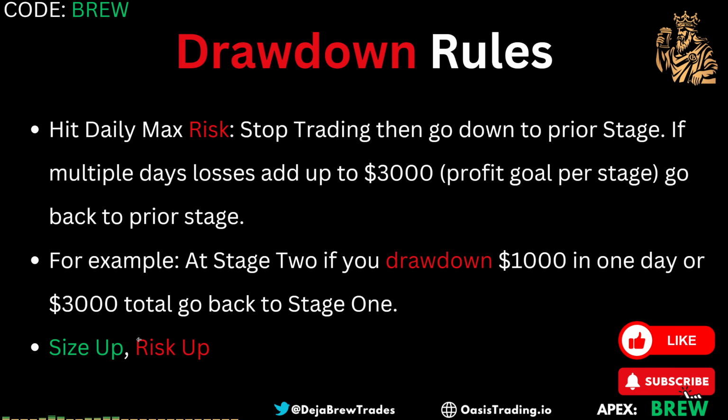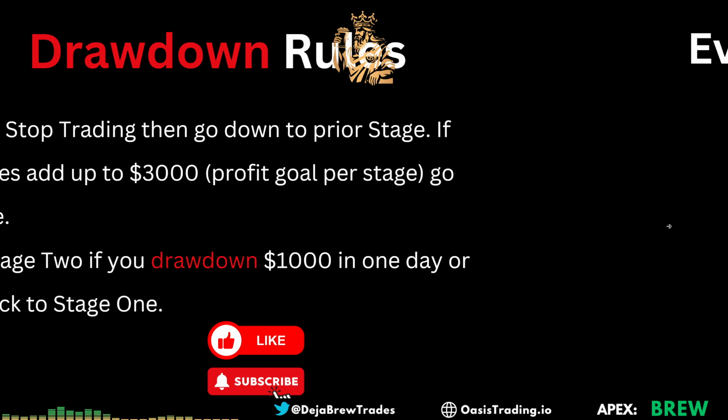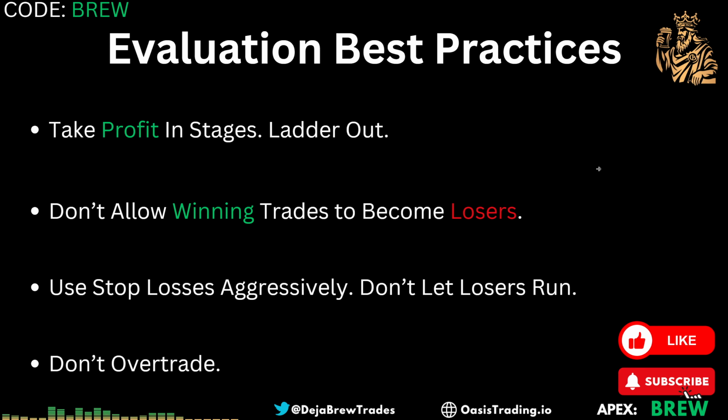Size up, risk up. Just understand that as you are progressing through the sizing guide, your risk is also going up because you are trading larger size. So you need to be comfortable trading that size. One thing we talked about earlier is taking profit in stages. You really want to ladder out. This is extremely important on these Apex evaluation accounts and honestly in any trading. Very, very important in any trading.